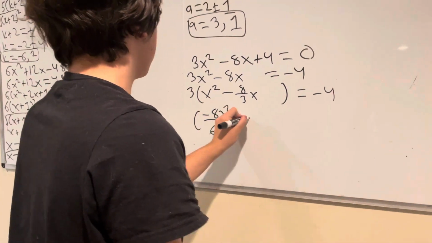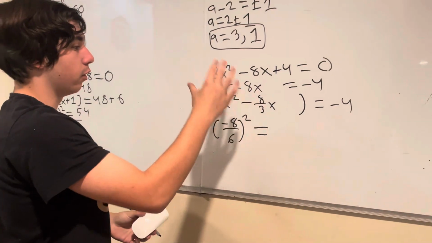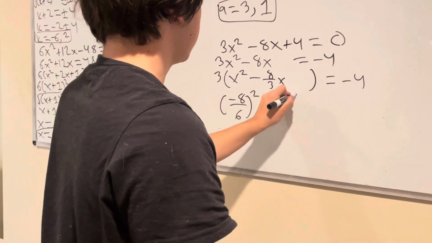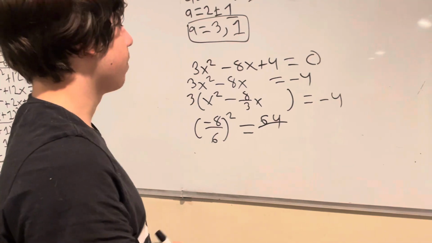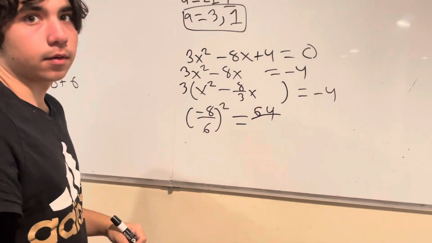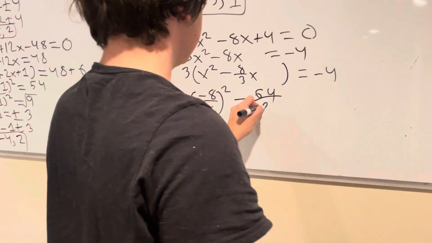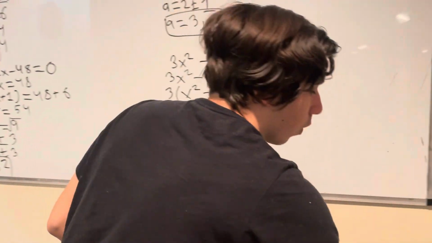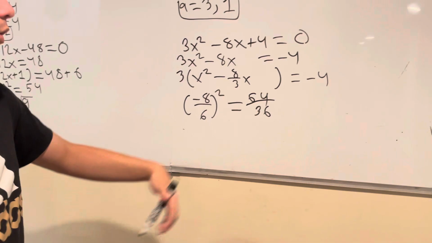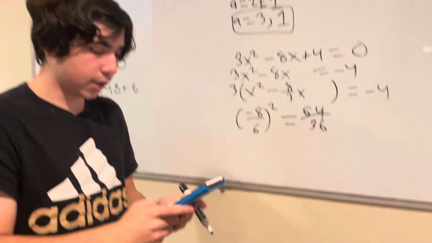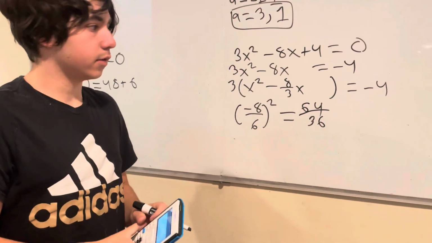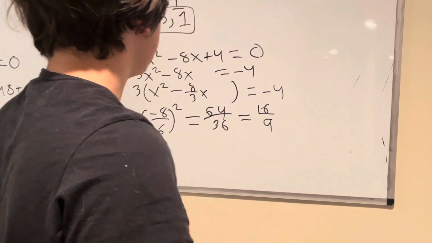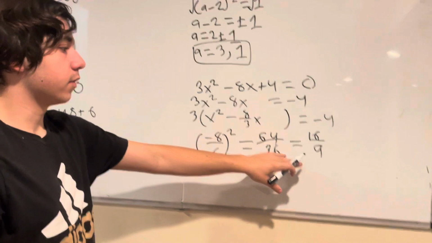So negative 8 sixths squared. The solution to that is to square the numerator and denominator. Negative 8 squared is 64. And divide that by 36. 64 over 36. Now, to simplify that, you can either go through the process yourself or just use a calculator. 64 over 36 is equal to 16 ninths. That's what I get here. So that's what we're going to add on both sides.